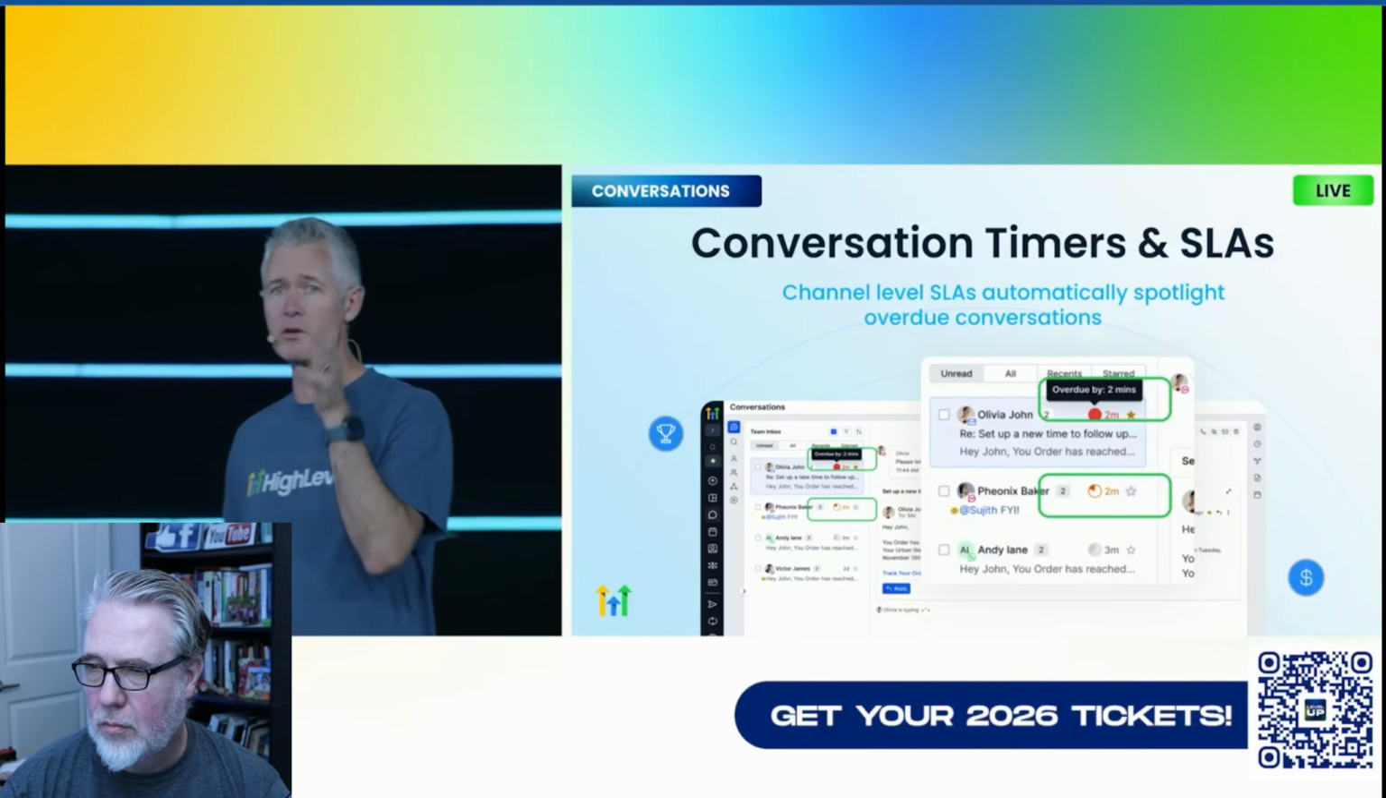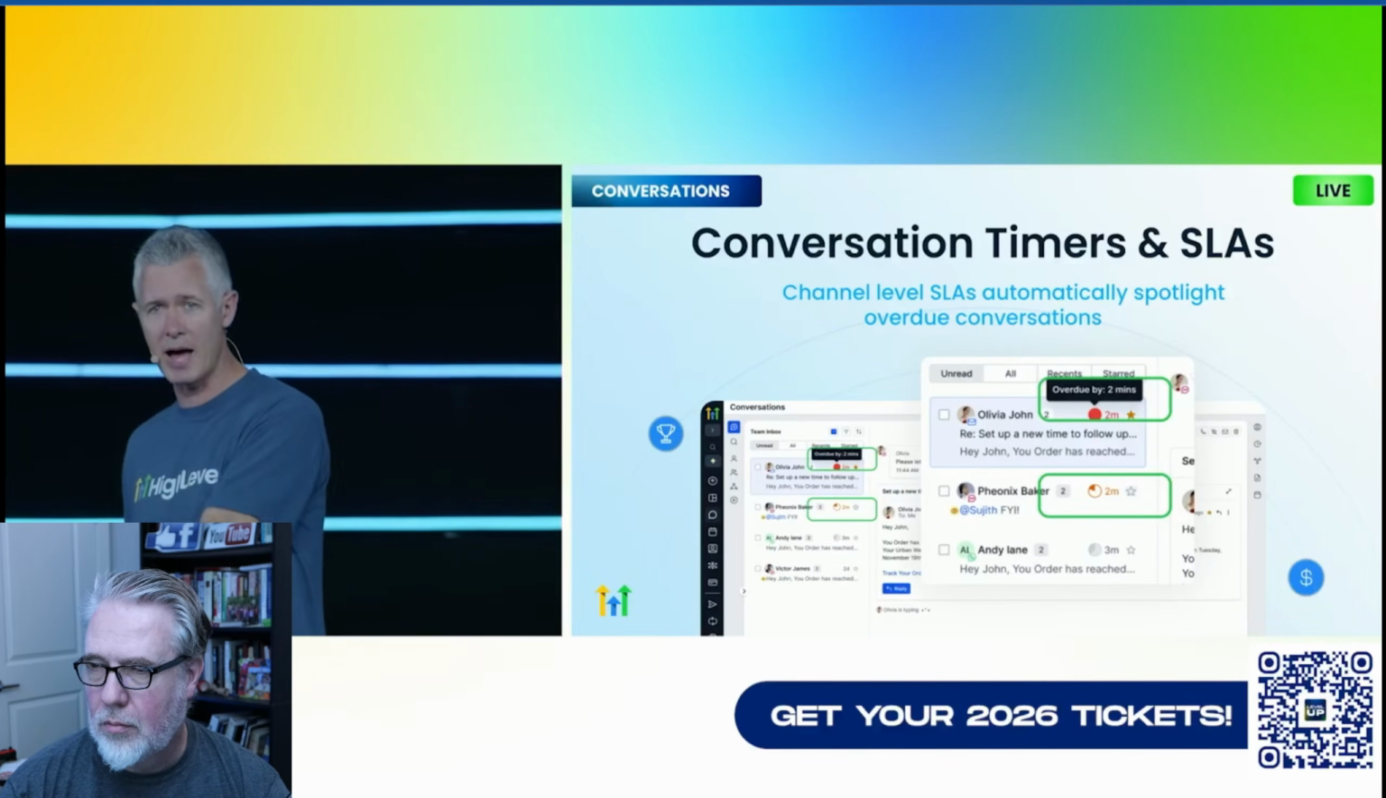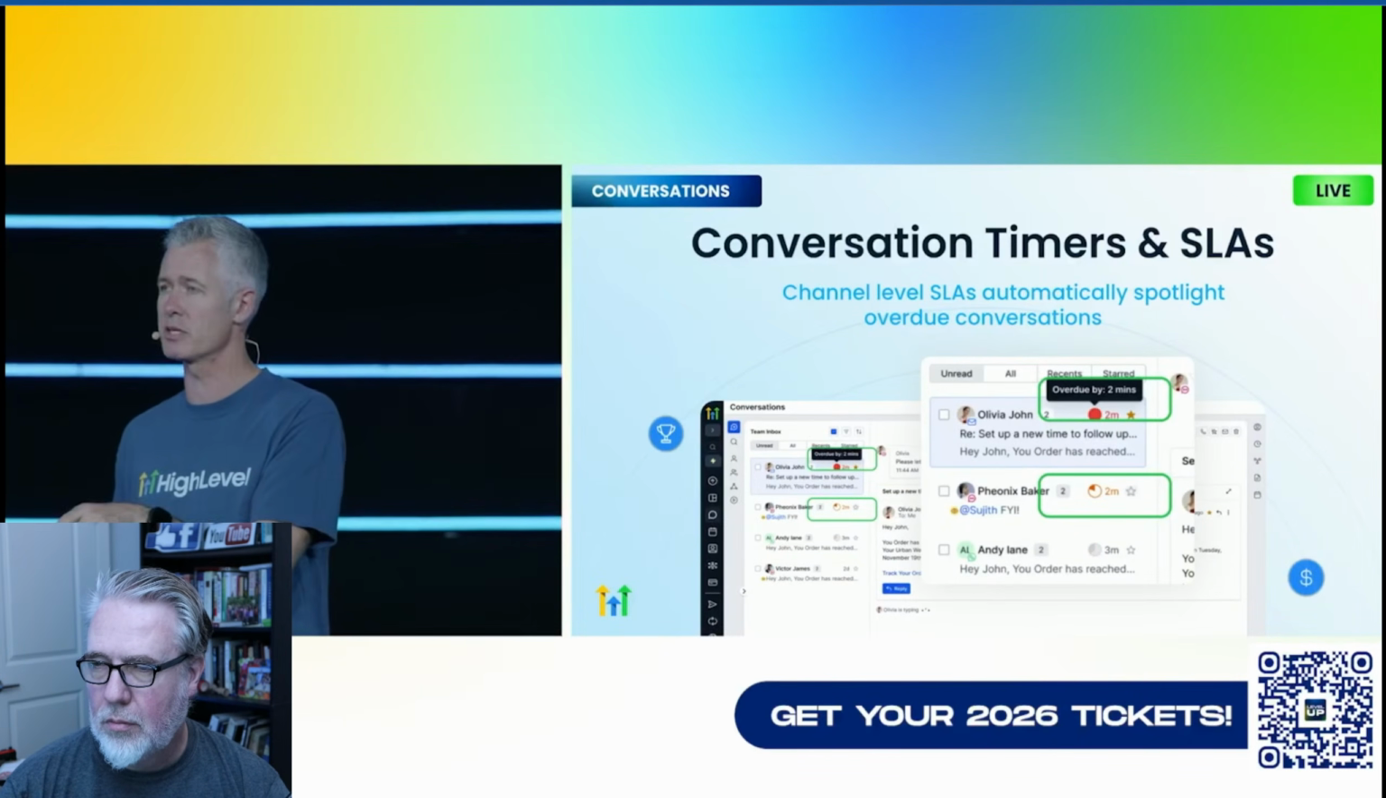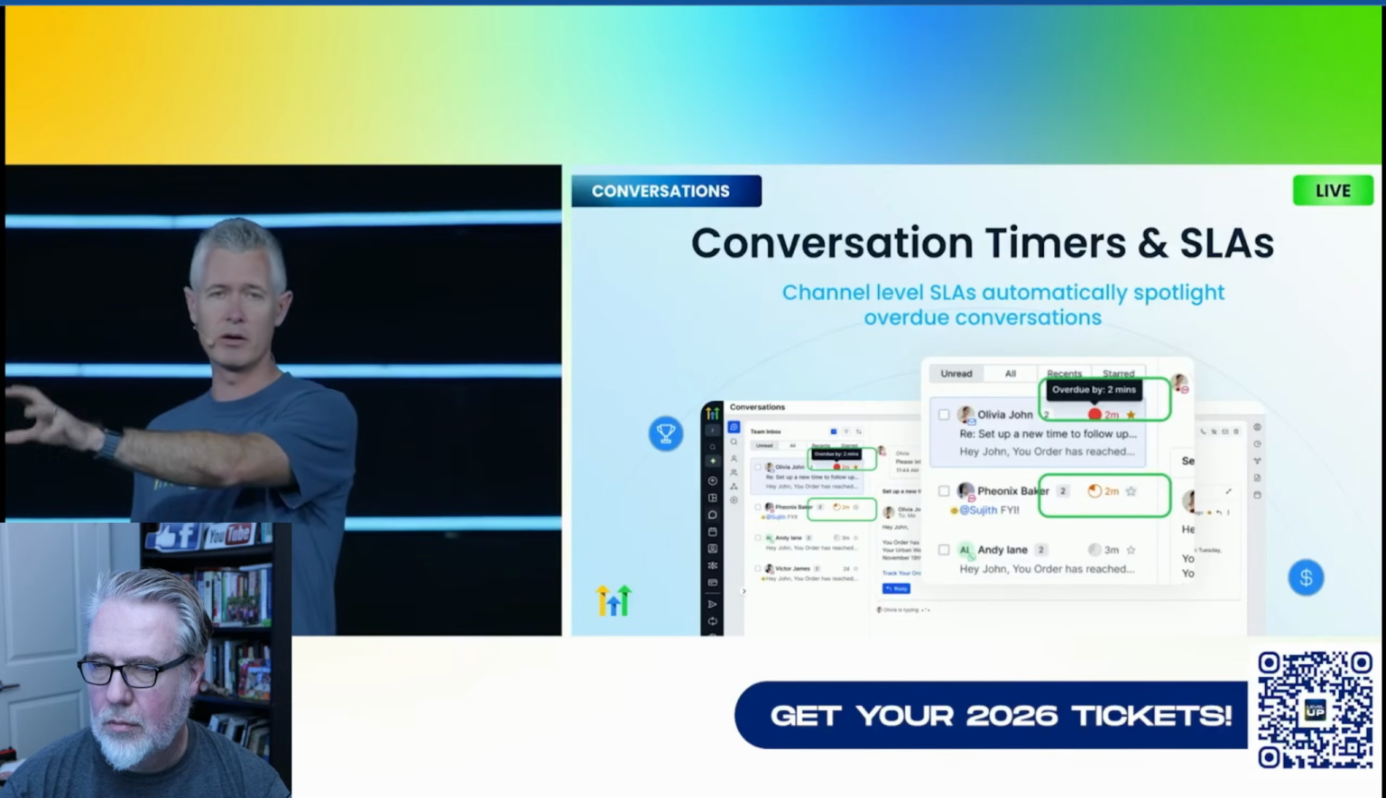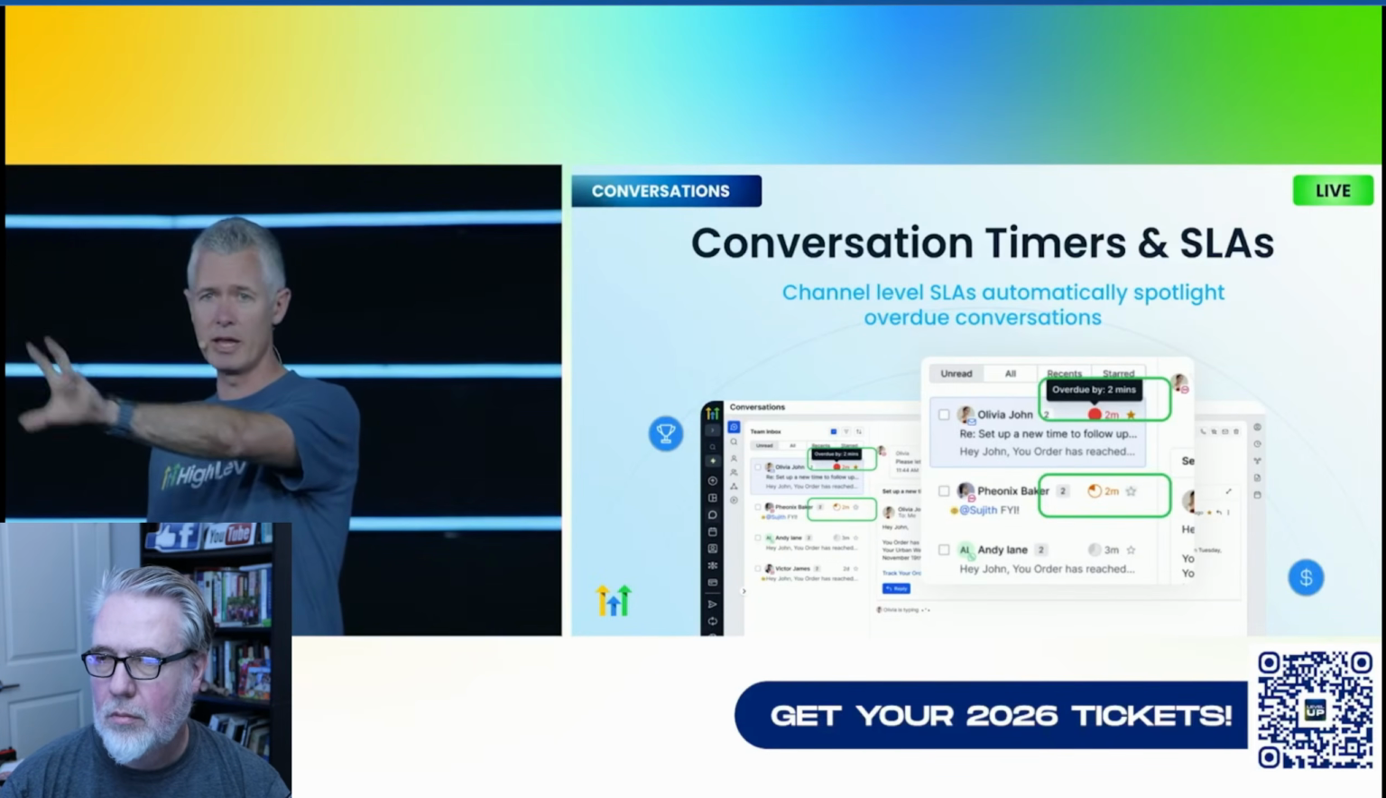Because what do we know? We know that if you do not get back to people, they will not buy. And so you can actually define what those SLAs are. As you can see right here, it'll actually start counting this down and letting people know that they're behind.